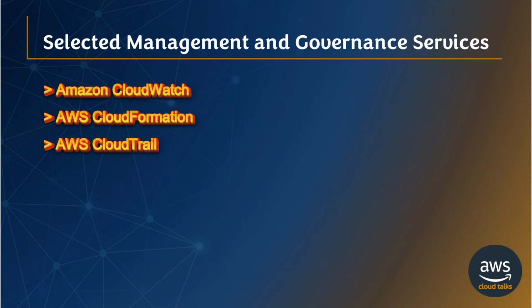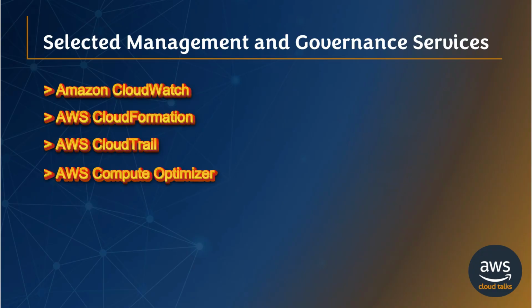AWS CloudTrail. AWS CloudTrail is a web service that records AWS API calls for your account and delivers log files to you. The recorded information includes the identity of the API caller, the time of the API call, the source IP address of the API caller, the request parameters, and the response elements returned by the AWS service.